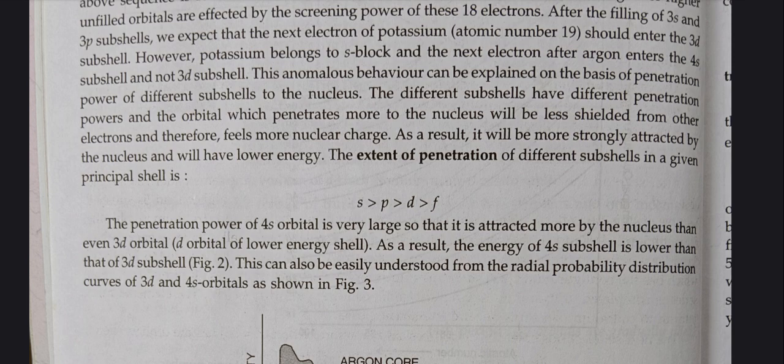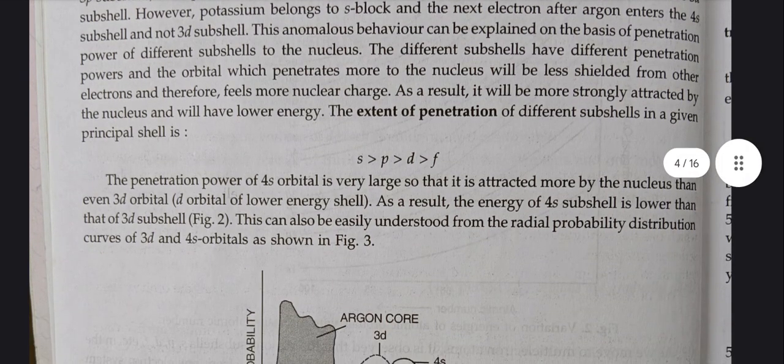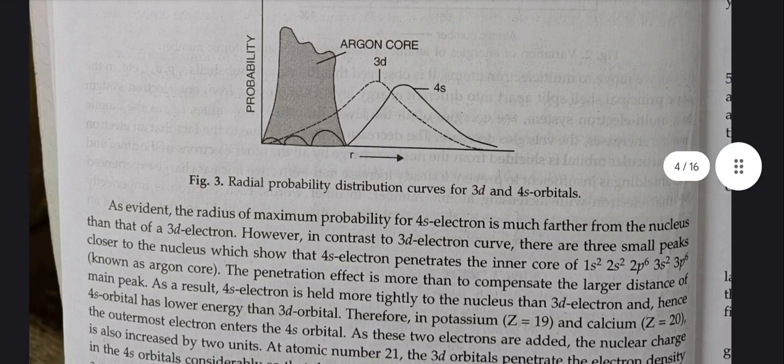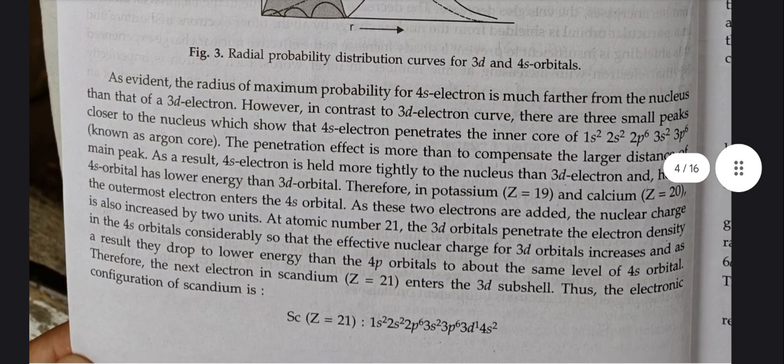This can also be easily understood from the radial probability distribution curves of 3d and 4s orbitals as shown in the figure below. As evident, the radius of maximum probability for the 4s electron is much farther from the nucleus than that of a 3d electron. However, in contrast to the 3d electron curve, there are three small peaks closer to the nucleus, which show that the 4s electron penetrates the inner core of 1s2, 2s2, 2p6, 3s2, 3p6, known as the argon core. The penetration effect more than compensates for the larger distance of the main peak. As a result, the 4s electron is held more tightly to the nucleus than the 3d electron, and hence the 4s orbital has lower energy than the 3d orbital.